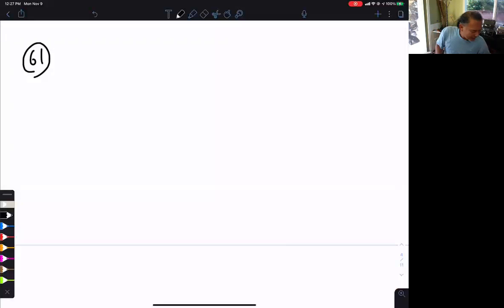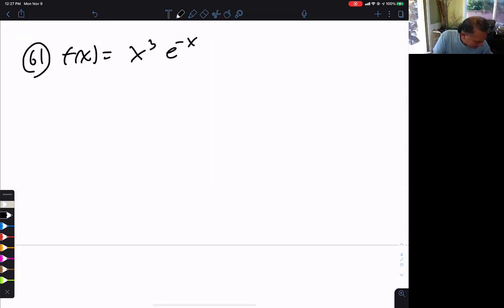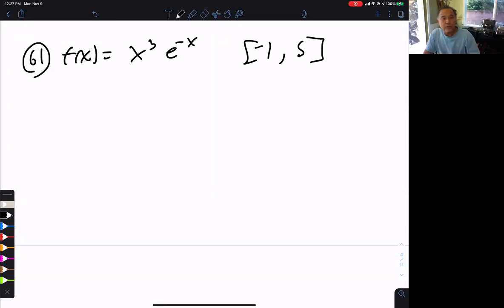We're going to do chapter 4, section 1, number 61. We have this function, x cubed, e to the minus x, and our domain is from -1 to 5 on a closed interval. So we want the critical points.